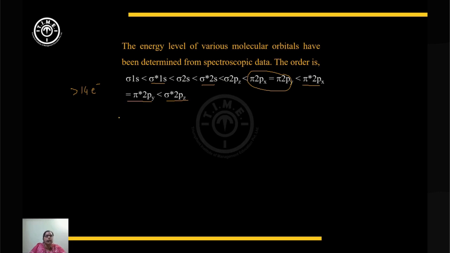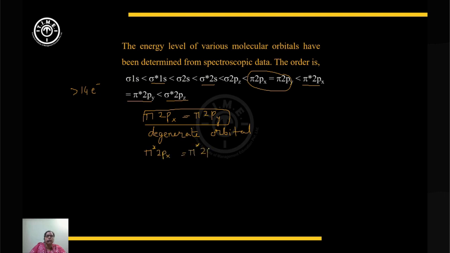And in all the cases, we have taken the z-axis as the internuclear axis. That's why we got the sigma 2pz and sigma star 2pz. So the equal sign represents that they have the same energies. Pi 2px is equal to pi 2py. The energies of the two orbitals are the same, so these are called degenerate orbitals. Similarly, pi star 2px is equal to pi star 2py. I hope this point is clear.